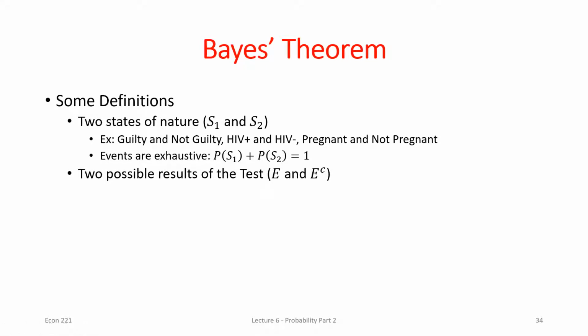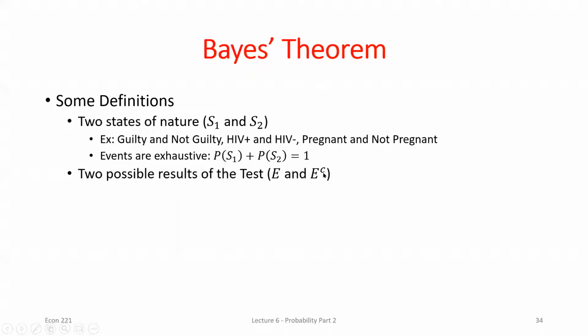I want to know if someone's guilty or not guilty, if they have the disease or not. But I can't just look at them and know. I actually have to perform some test. So I call E and E complement the two results of the test. We're going to throw out the idea of something inconclusive. We say we run the test until we get an answer.